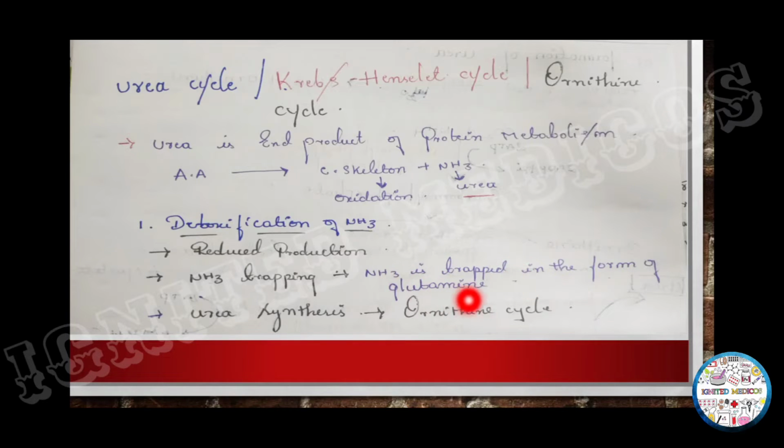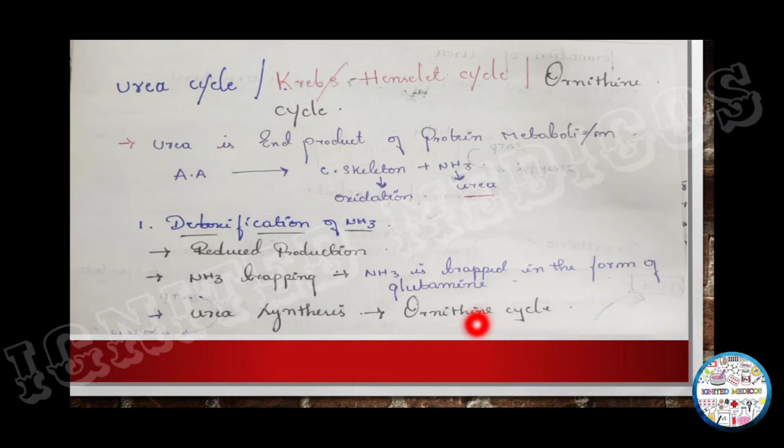How is this glutamine formed? The glutamic acid will combine with this ammonia to form the glutamine. The ammonia will be trapped in this glutamine. Further, during urea synthesis, this glutamine will split into glutamic acid and release the ammonium ion, which enters into this ornithine cycle.